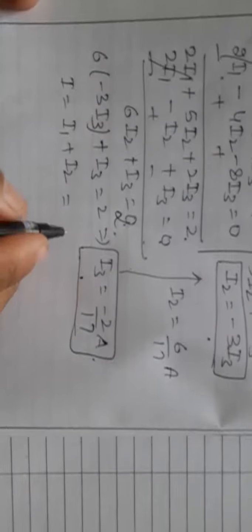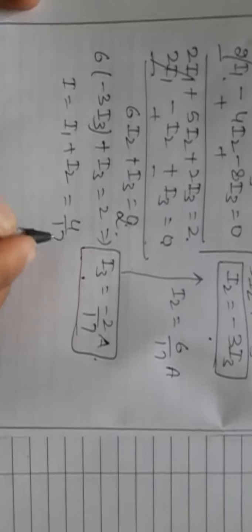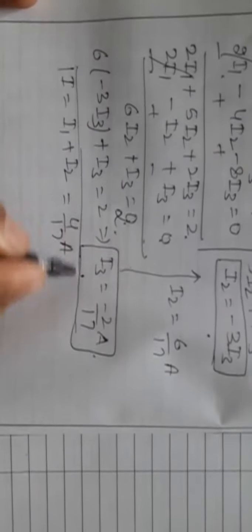What was I? I is equal to the sum of I1 plus I2. So it will be 6 minus, so the answer will be 4 by 17 ampere. So this is the answer of question number 9. Now come to question number 10.